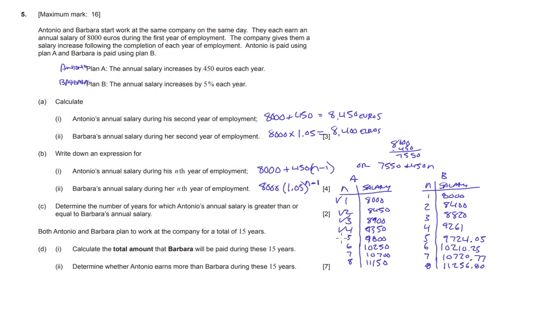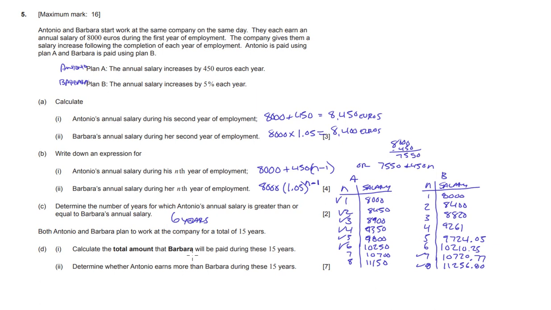9800, 9724, still ahead there. 10250, 10210. So she's starting to catch up now. And then 10700 and 10720. So now she's ahead here and here. So determine the number of years for which Antonio's annual salary is greater than or equal to Barbara's salary. It's for the first 6 years. He's ahead, and then after that, Barbara makes more.